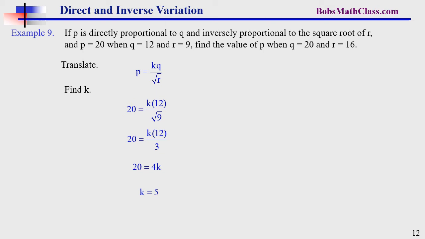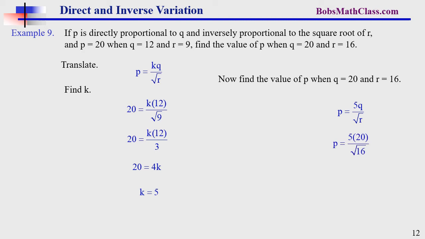So now our third part, we're going to find p when q is 20 and r is 16. So we use our original formula, and we're going to replace the k with 5. Okay. You can do it in one step. I'm doing it in 2 steps. So I first replace the k with 5. Now also replace the q with 20 and the r with 16. Square root of 16 is 4. So that's 100 over 4, and then divide 4 into 100, which is 25. P is 25.